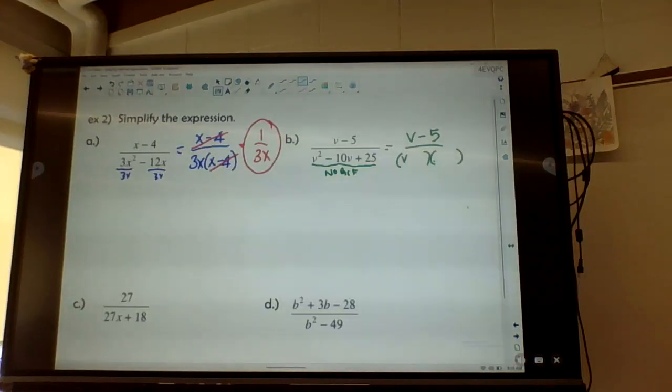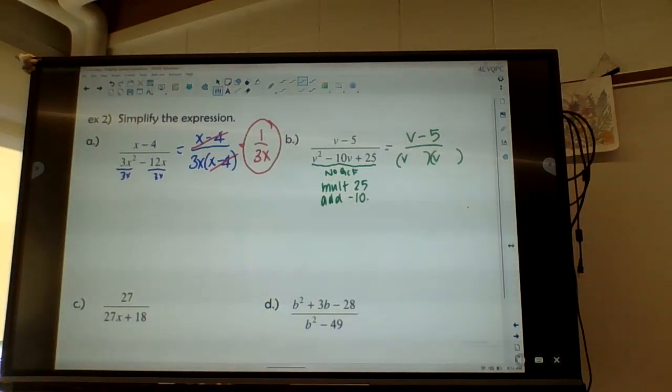So I know it's going to be v and v. I want numbers that multiply to 25 but add to negative 10. So multiply to 25, but add to negative 10. Anyone think they got it? Yeah, what do you got? Minus 5 and minus 5.